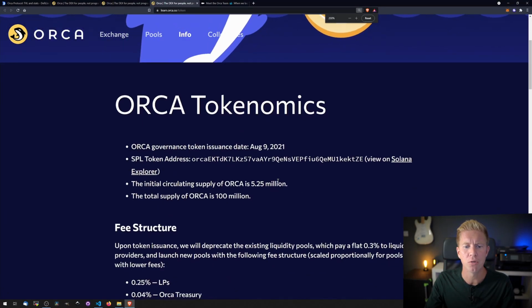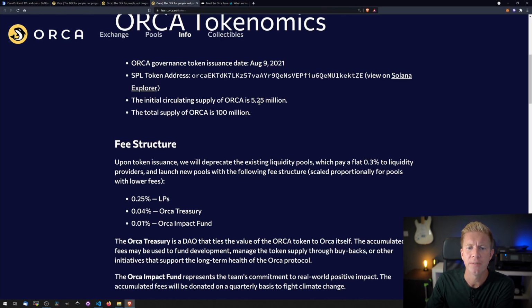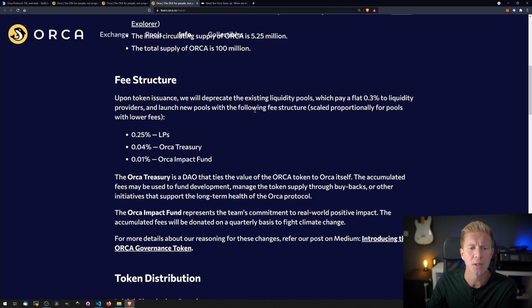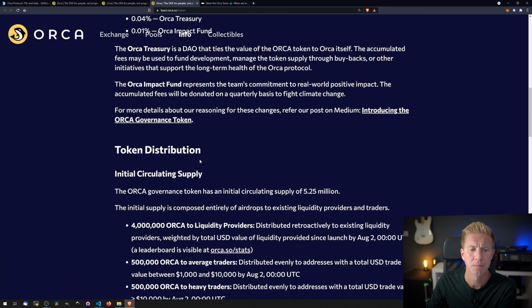There's also the Orca governance token. So this was issued in August. There's currently a 5.25 million supply out of 100 million, so there's a lot of vested and locked up tokens still. There's a fee structure for using the pools, and these go mainly to liquidity providers, but there's also 4% to the treasury and 0.01 to the Orca Impact Fund.